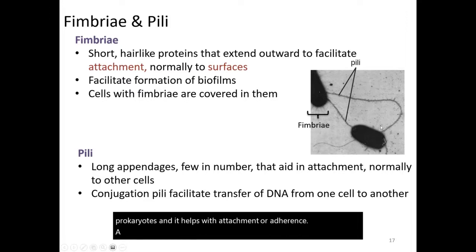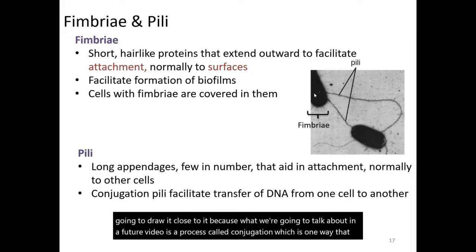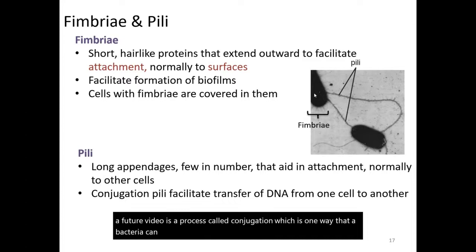A pilus, on the other hand, is a long structure. It kind of looks like flagella, but to me it's more of like a tube-like structure that some cells use to literally attach to and rein in a neighboring cell. Okay, so one of these cells has essentially grabbed hold of the other and it's going to draw it close to it. Because what we're going to talk about in a future video is a process called conjugation, which is one way that a bacteria can acquire DNA from a different bacteria. Okay, and so in order to do that, the bacteria need to be close to one another.